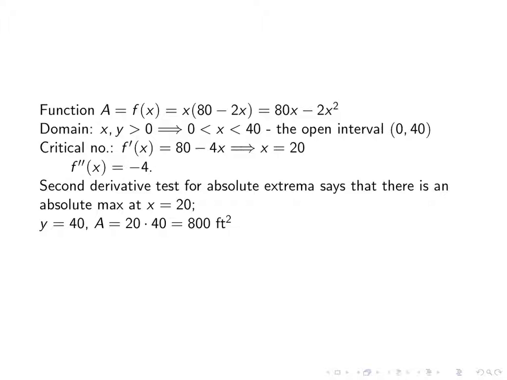If x is 20, then y, using the equation 80 minus 2x, is 40, and the area is 20 times 40. So the maximum area is 800 square feet, and that occurs for a rectangle that is 20 by 40. And that completely solves this maximizing area problem.